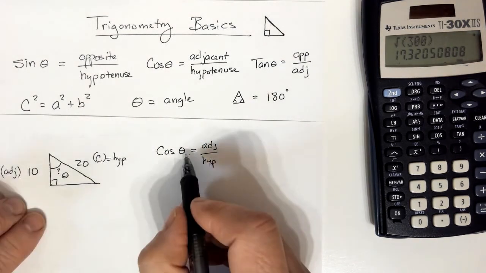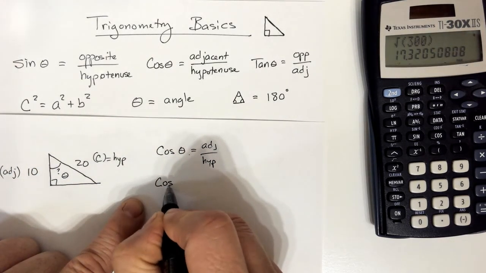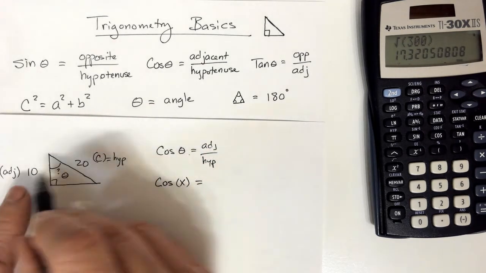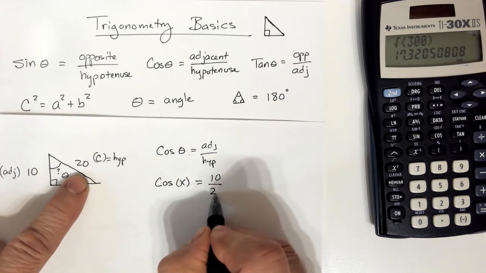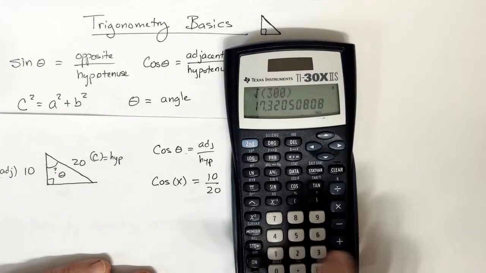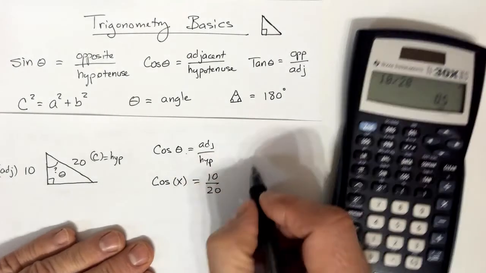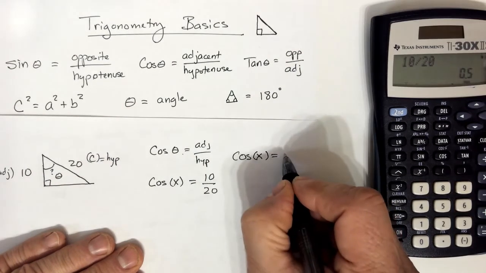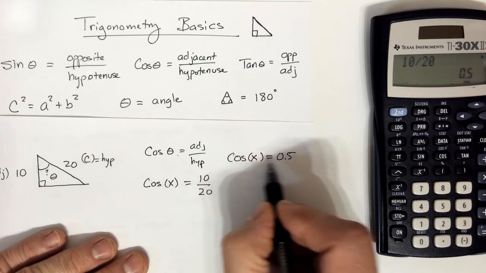Okay? Now I plug my numbers in, but this is my unknown. So cosine x, that's my unknown, equals adjacent side, which is worth 10, over the hypotenuse side, which is worth 20. 10 divided by 20 is 0.5. Okay? So the cosine of x equals 0.5. Now what I want to do is get the cosine to the other side.